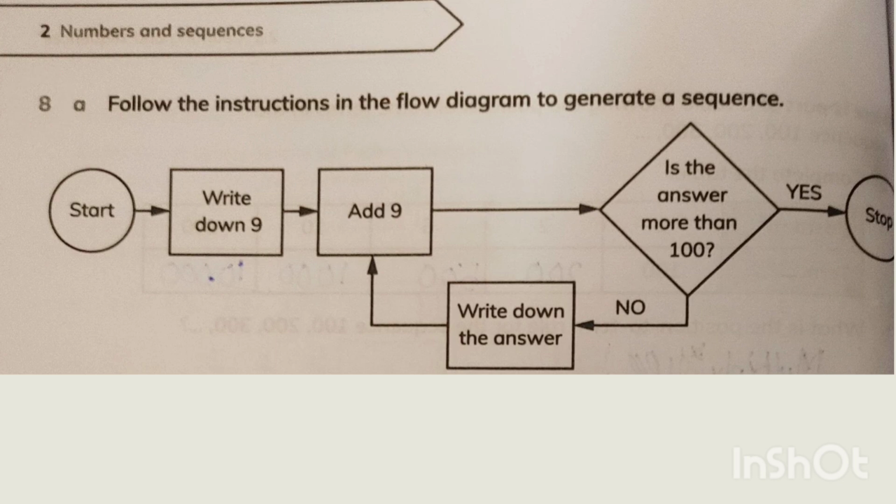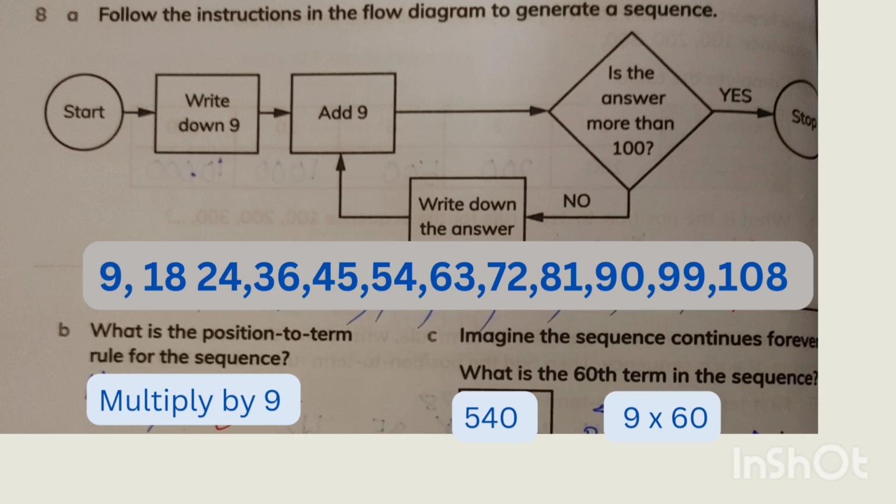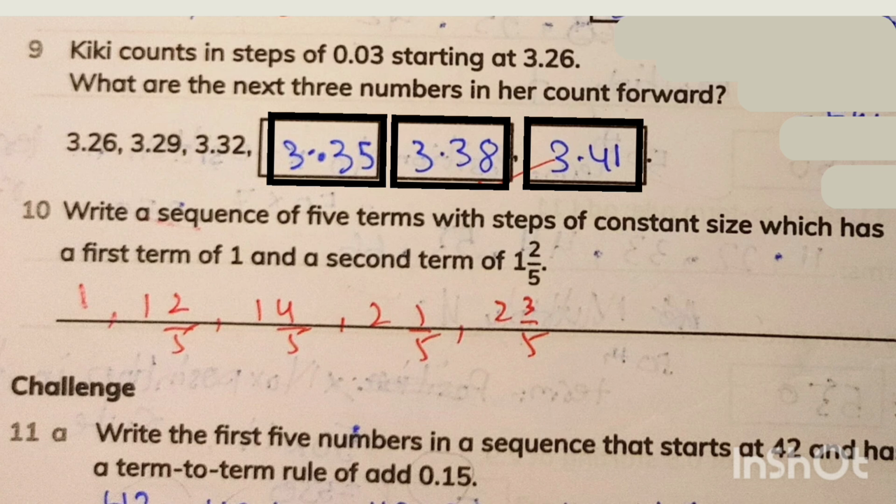In question 8, you are given some clues to make a sequence. It says start with 9 and continue until you get a number greater than 100. So the number you get is 108. Position to term rule is multiply by 9. Questions 9 and 10 do not require any explanation.